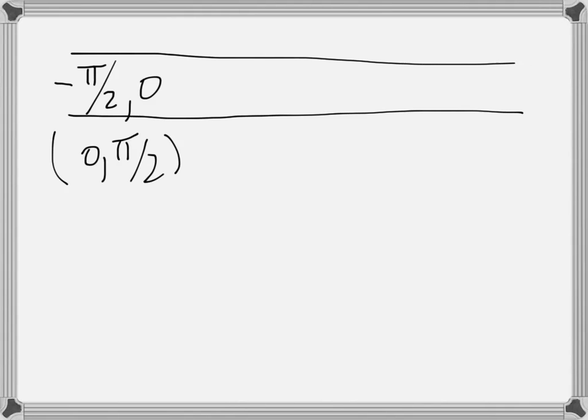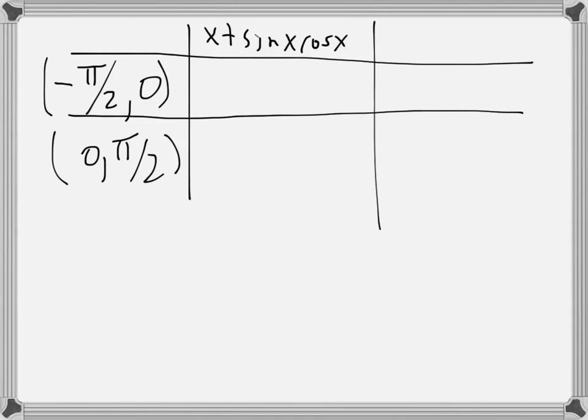And we do want everything factored, so I guess we have just x plus sine x cosine x on the top and cosine squared x on the bottom. So I multiply those signs, and that'll tell me if f is increasing or decreasing.